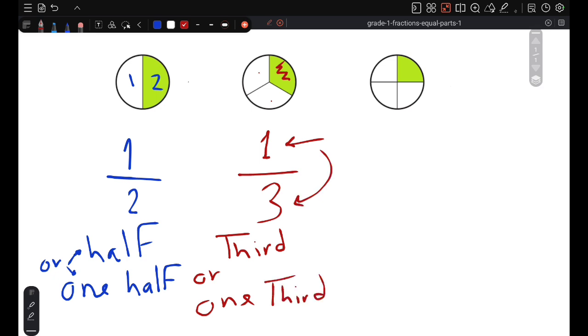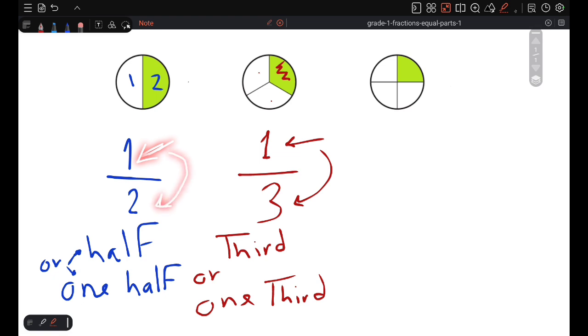Okay, 1/3. As we name this one 1 half, with 2 in the denominator, half. 1 half, 1/3.